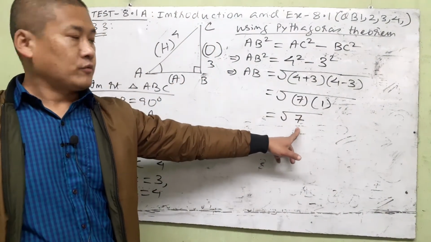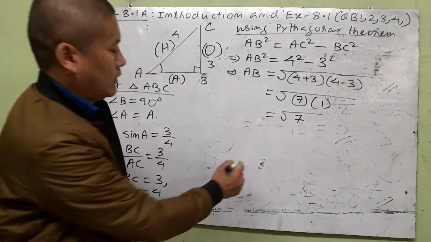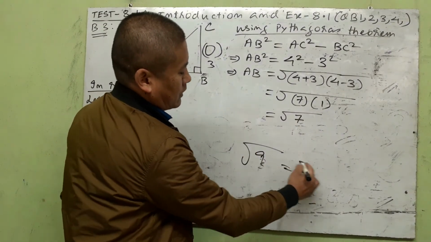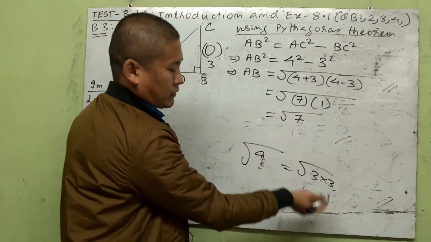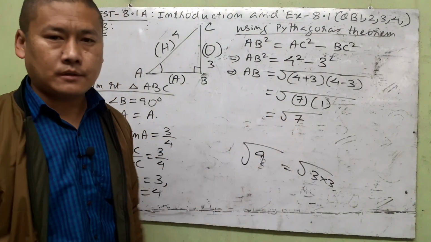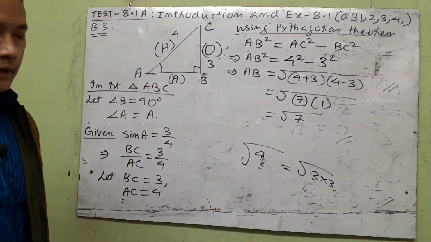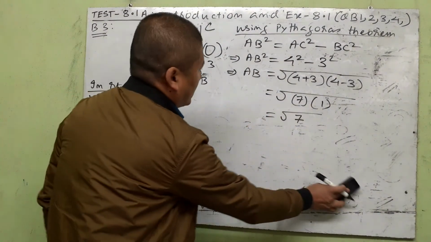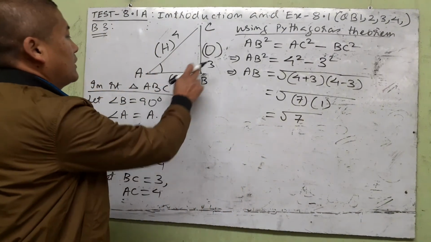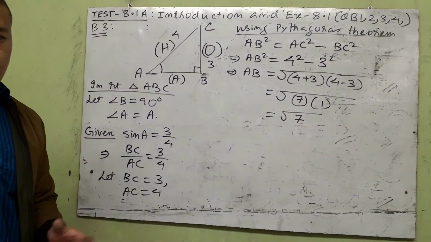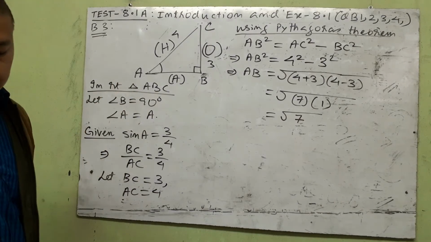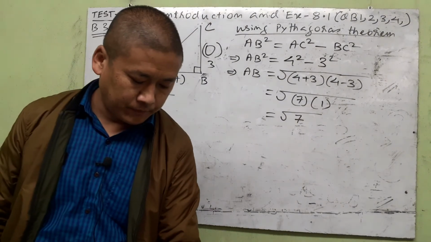7 is not a perfect square, so we cannot remove it. What I mean is 9 is a perfect square, because 3 times 3 is 9, so we can remove it as 3. But 7 is not a perfect square, so we have to keep it like that and use root 7. So AB is root 7 now. It's root 7, 3 and 4. All three sides of this right triangle are known, so we can solve what the question is asking.